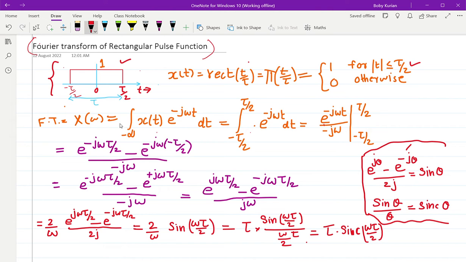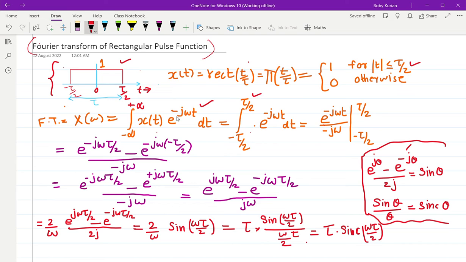So X of omega, the equation of the Fourier transform, we know, is the integral from minus infinity to plus infinity of x of t e power minus j omega t dt. This is the equation of the Fourier transform, so we have to replace x of t by the given function. Now what will happen? We can see the integration is now only from minus tau by 2 to plus tau by 2.